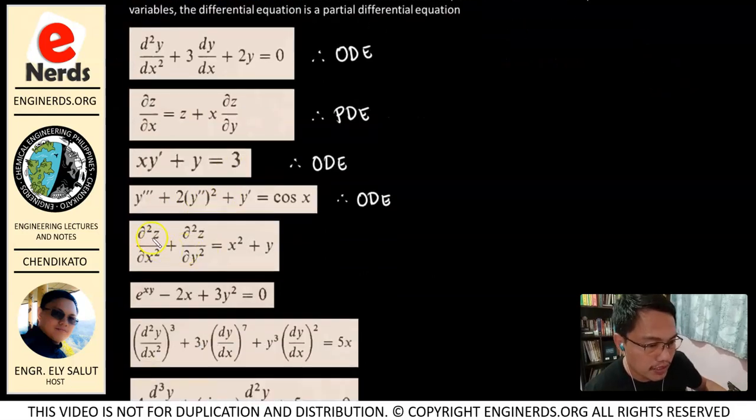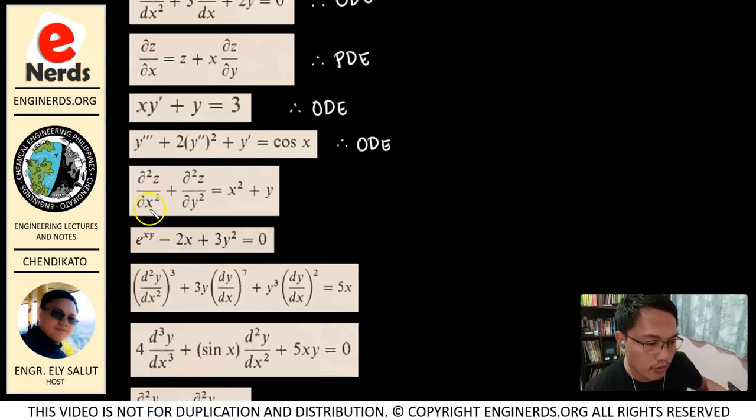Okay? Now, this one, you can see right away the notation, right? So, you have an idea, this is a partial differential equation. And to prove that, you can also see that our function depends on two independent variables, which are x and y. Okay? So, we have d squared z over dx squared plus d squared z over dy squared. So, we have two independent variables here. So, this is a partial differential equation.